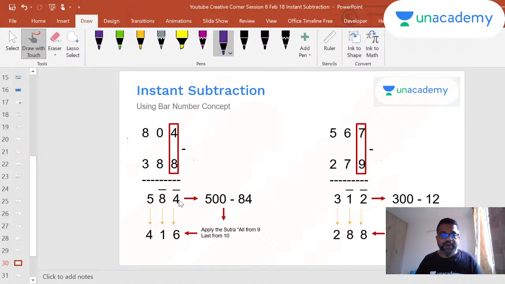4 minus 8 becomes a bar 4, right? 8 minus 4, that's what I do. 8 minus 0, I put a bar 8. 8 minus 3 becomes a 5, right? Now again I convert it.